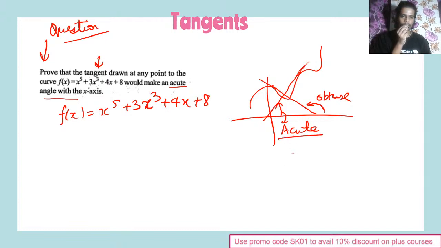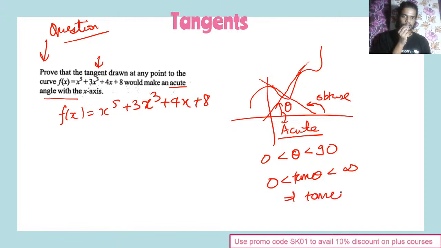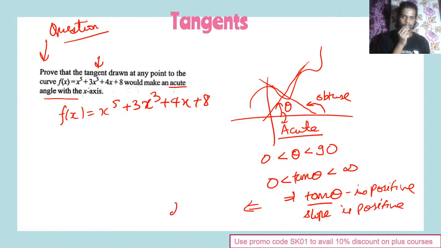Now what does that mean? Acute angle means that theta, this angle is theta, the angle lies between 0 and 90. It means that tan theta is between 0 and tan 90, which is infinity. So it means that tan theta is positive. And what is tan theta? This is slope. Slope is positive. And what is slope? Slope is dy by dx. So we have to prove that dy by dx is positive always. Okay, I hope this is clear.